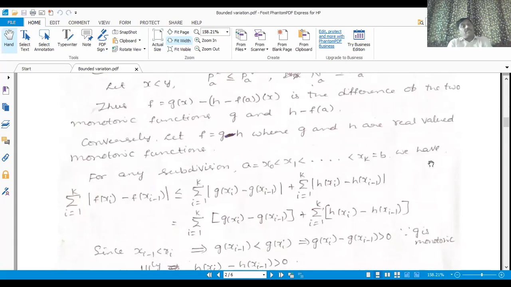Suppose any problem is given, then we can express it as a difference of two functions, and also you can check that the monotonic condition holds, meaning monotonic increasing or decreasing. Then we say that it is of bounded variation. This is one way of proving bounded variation. We will discuss in later classes how to solve problems of bounded variation.